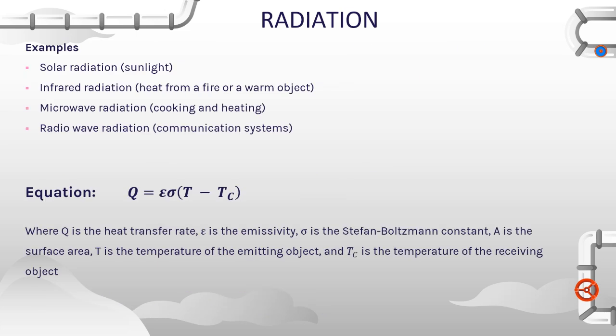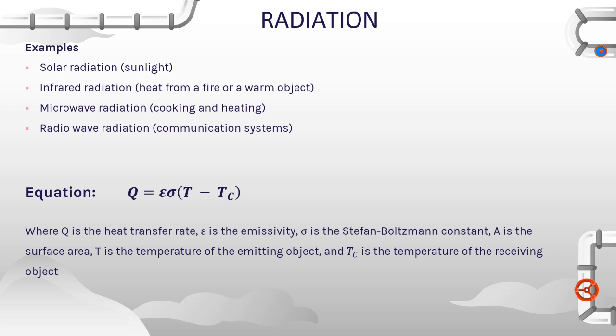Examples of radiation. Solar radiation, which is sunlight. Infrared radiation, which is the transfer of heat from a fire or a warm object. Microwave radiation, which is used in cooking or heating. Radio wave radiation, which is used in communication systems.